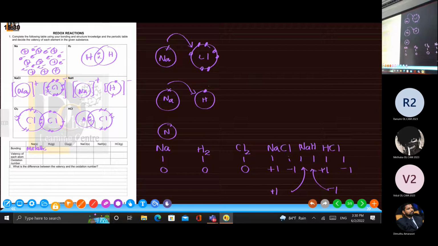Right. So now we write the point. What is the difference between valency and oxidation number? First of all, we write: oxidation number is also similar to the valency. Similar to valency.